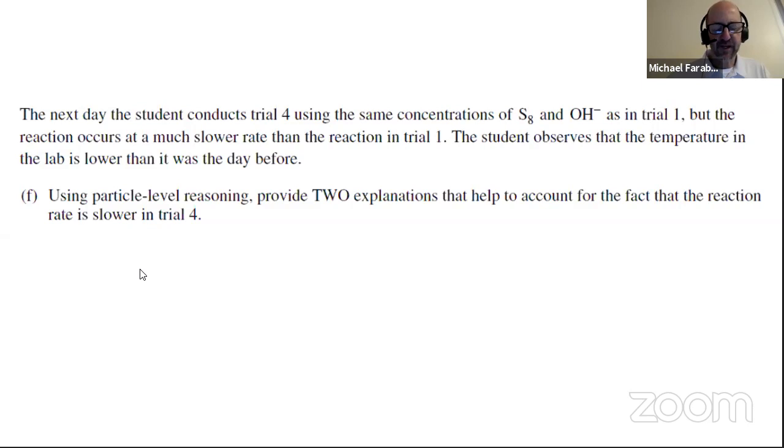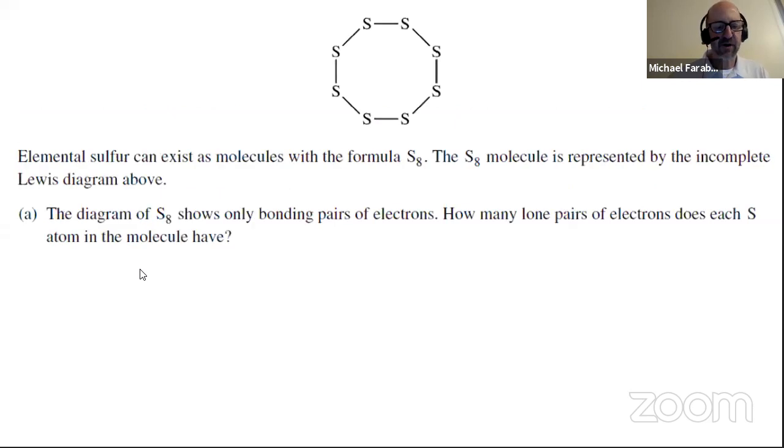So I'll make the assumption that you have already done that, and therefore you're going to go ahead and check your answers to this question. And I'm going to start with part A. All right, we are given this Lewis structure, which is not complete.